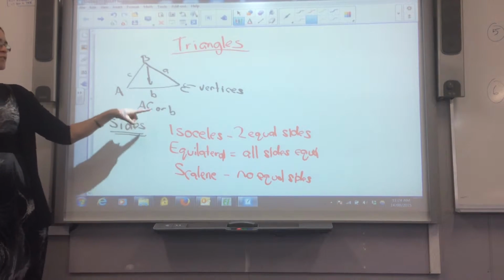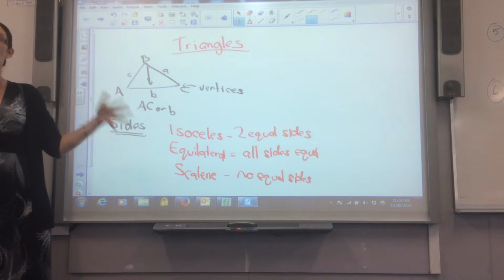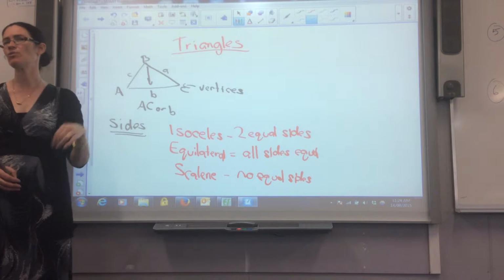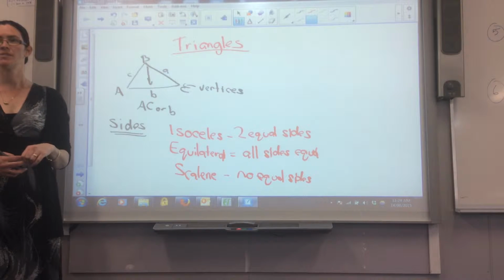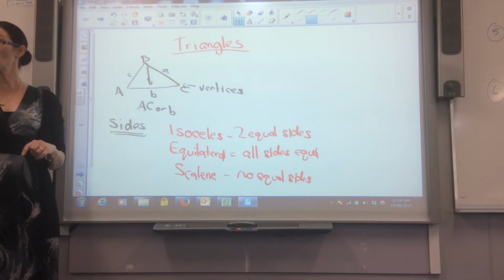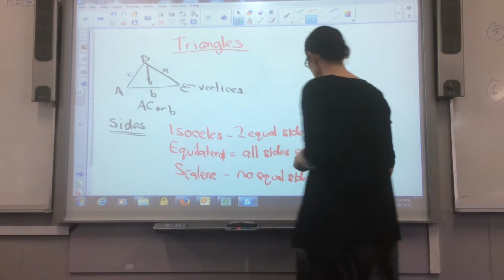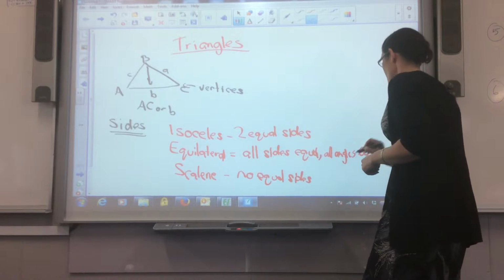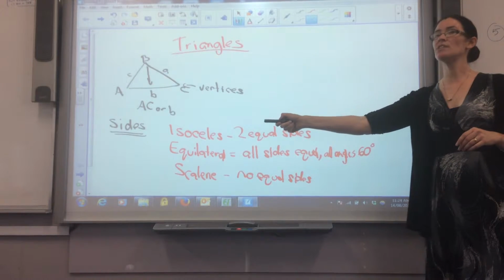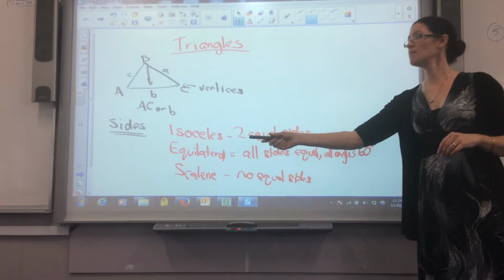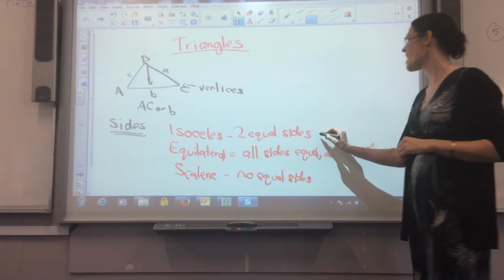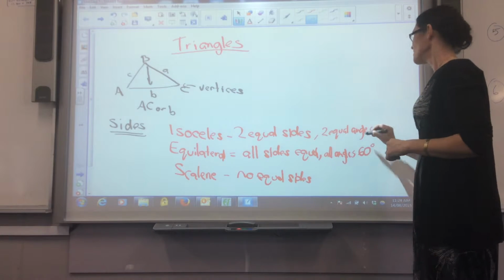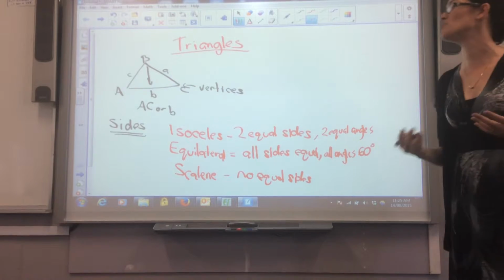Okay, looking at these two, they have two equal sides or three equal sides. They also have two equal angles or three equal angles. For an equilateral, what are the angles? They have to add up to 180. They are all 60. Okay, because they have to add up to 180. And for an isosceles, keep writing. Isosceles has two equal sides and two equal angles. Okay, so that's the three types of triangles according to sides.